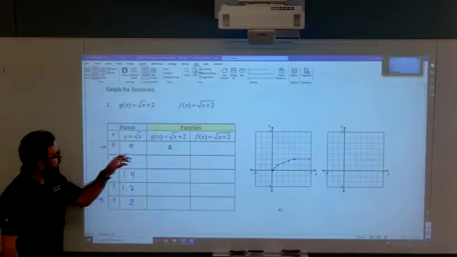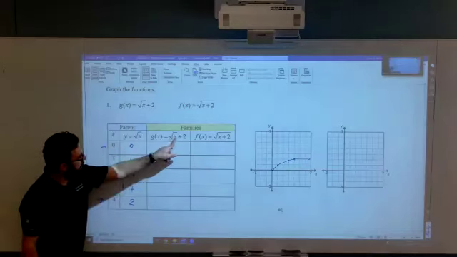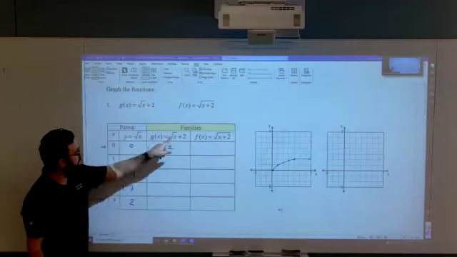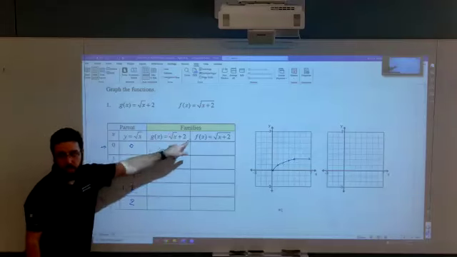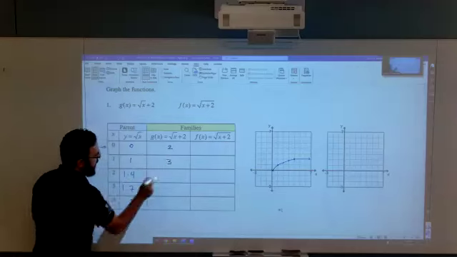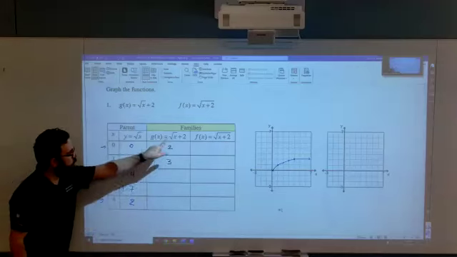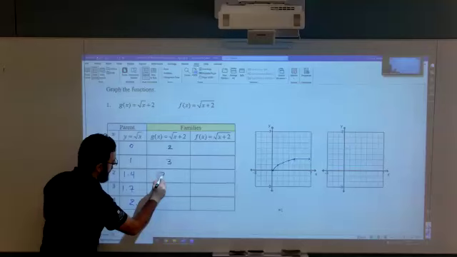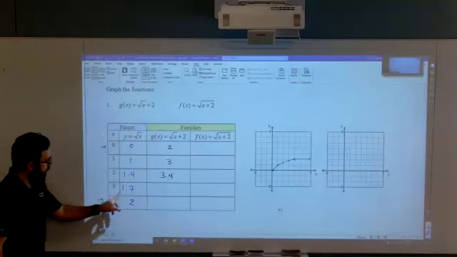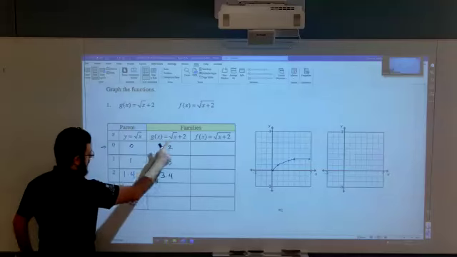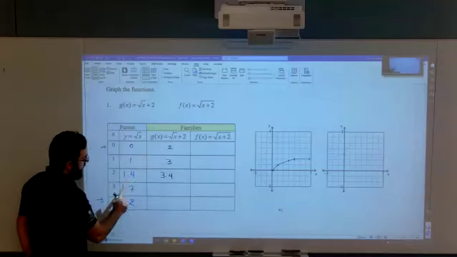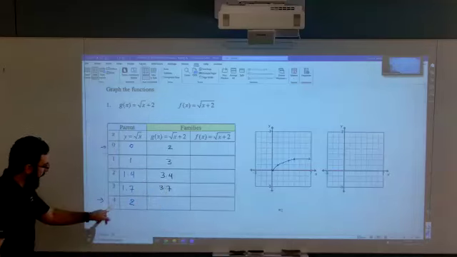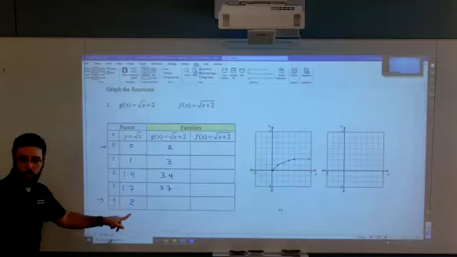You got what I'm doing? I'm plugging 0 in here. Square root of 0 is 0, plus 2 is 2. Plug in 1 here. Square root of 1, 1 plus 2, 3. Plug in 2, square root of 2, which is 1.4, plus 2, 3.4. Plug in 3, square root of 3 is 1.7, plus 2, 3.7. Plug in 4, square root of 4 is 2, plus 2.